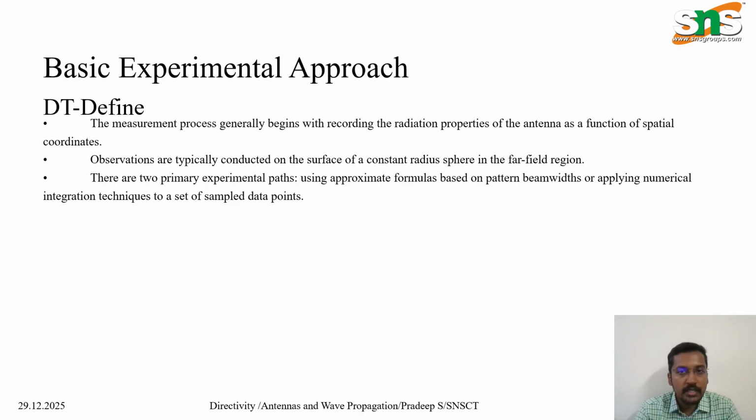The experimental process begins by measuring the radiation characteristics of an antenna at different spatial positions. These measurements are usually taken in the far field region on the surface of a sphere with constant radius. Two main methods are commonly used: approximate calculation based on beam width and numerical integration using sampled radiation data.